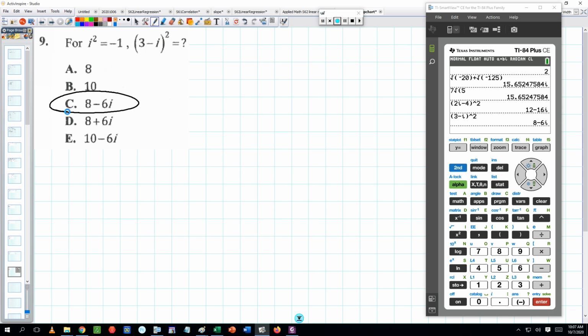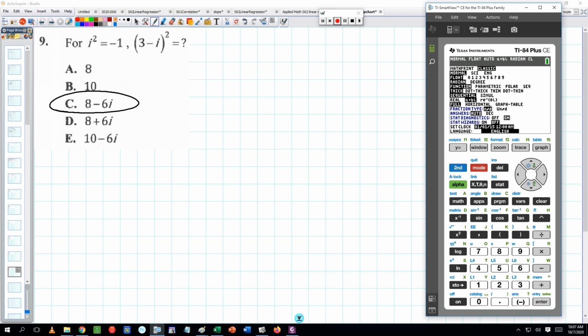All right, I hope these help so that when you're doing the test, you don't just stare at these i's. Remember to put your mode in this a plus bi. You could probably just leave it there.